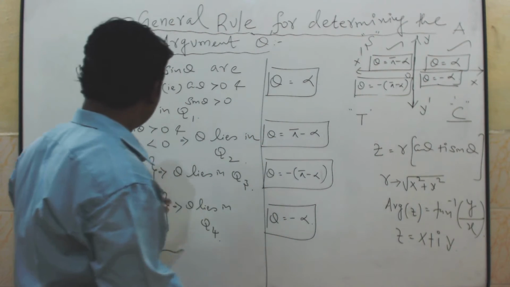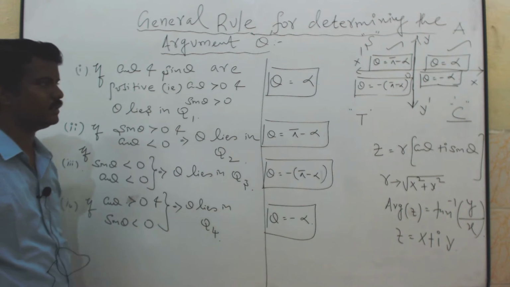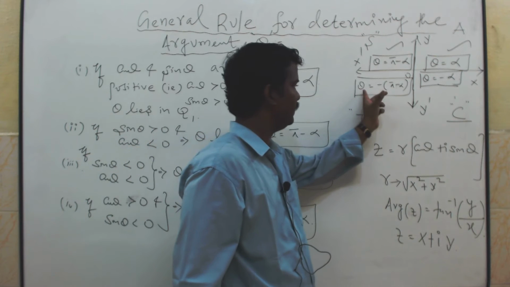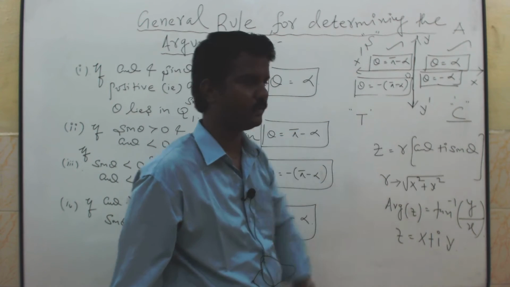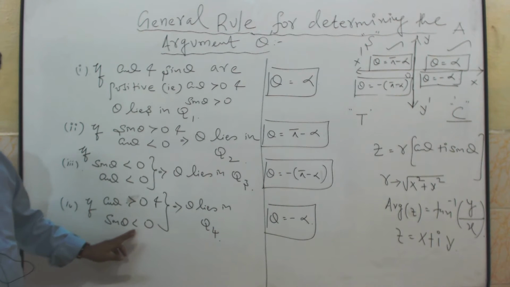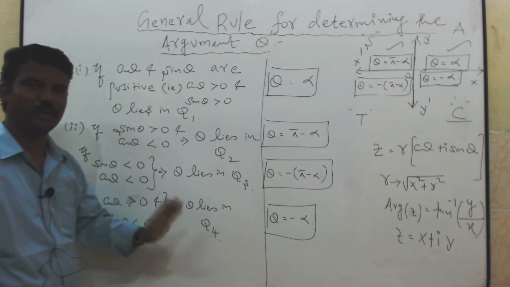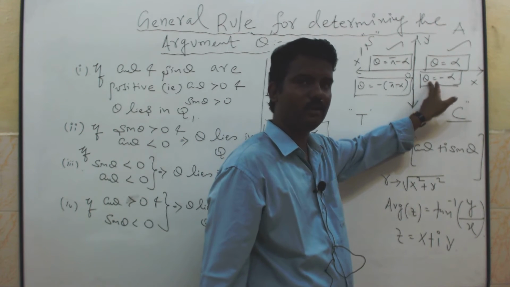Similarly, if both sin and cos are negative, then theta lies in the third quadrant. Third quadrant, now what is the format? You must select like this. Theta is equal to minus of pi minus alpha. Remember like this. And what is the fourth one? If cos theta is positive and sin theta is negative, then theta lies in the fourth quadrant. Fourth quadrant means how we should take? Theta is equal to minus alpha.